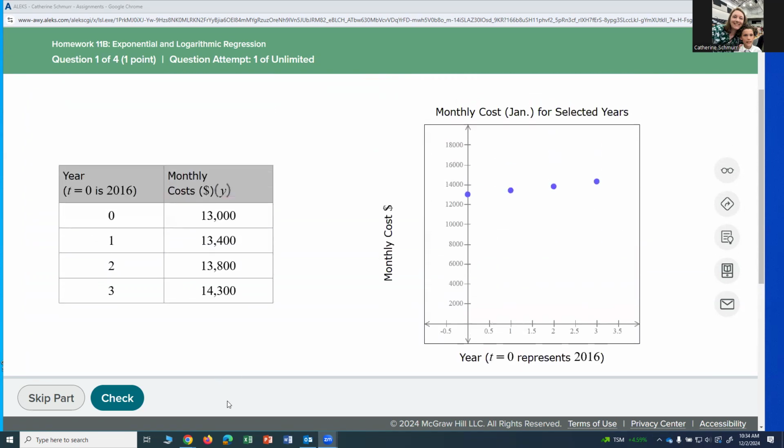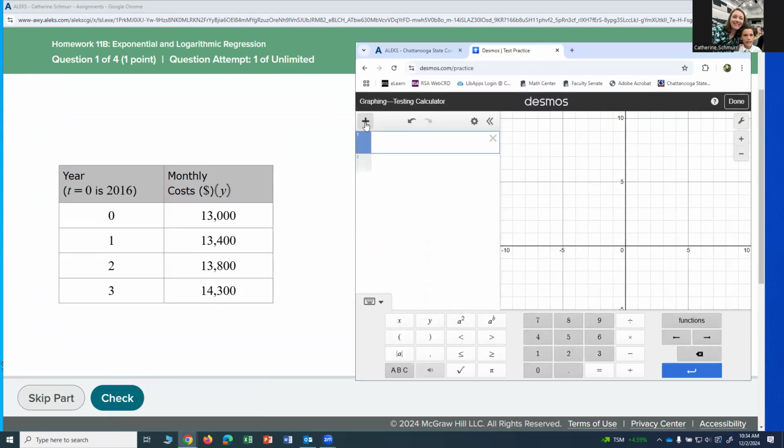I'm going to pull up Desmos by going to desmos.com/practice. You hit the plus key in the upper left and select table. For the X's, you're going to enter the years in this example. And for the Y's, I'm going to enter the monthly costs. So 13,000, 13,400, 13,800, and 14,300. Now notice I don't put any commas in there. I just enter the number.